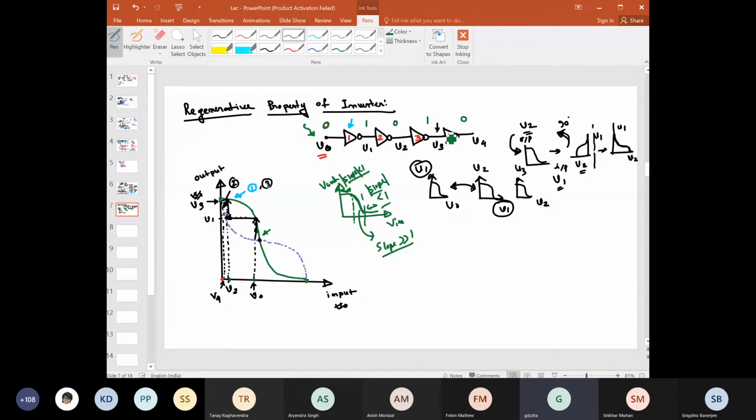Okay, suppose we want to illustrate the same thing using some waveform, that would be nice. So let us also try to do that.